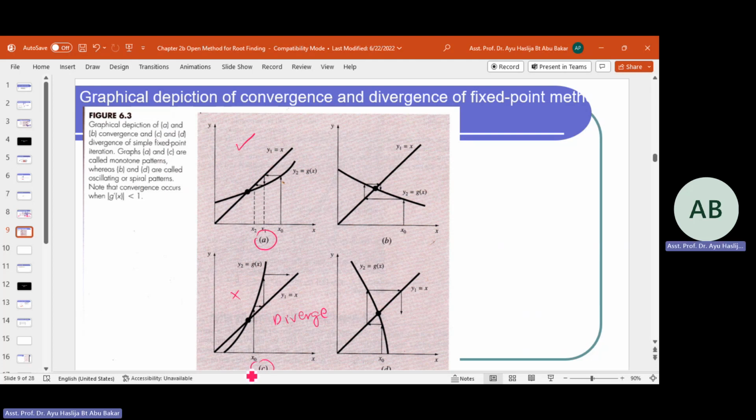Okay. Now for B and D, this one is called oscillating patterns or spiral pattern. This is also showing either divergence or convergence. Okay, so this is diverging.